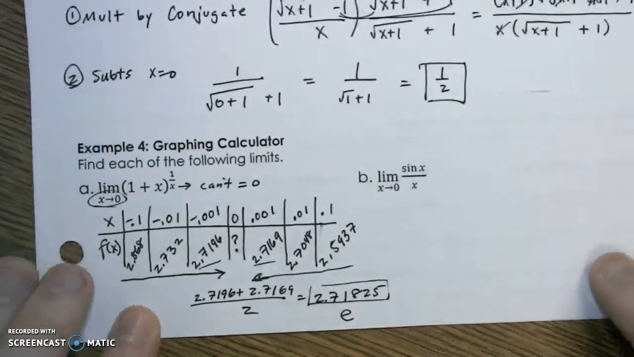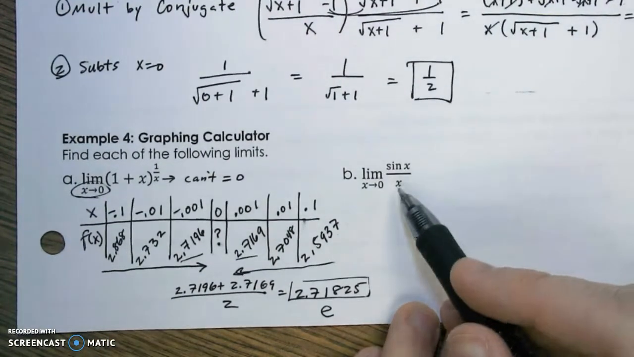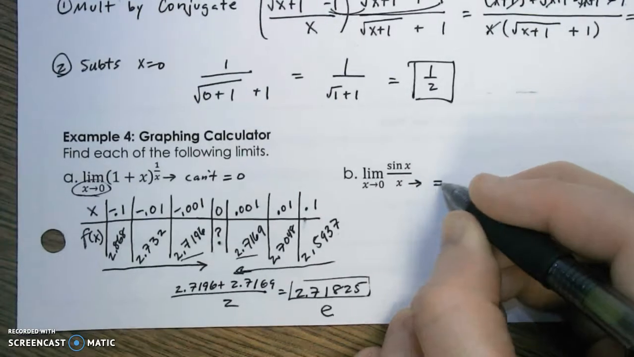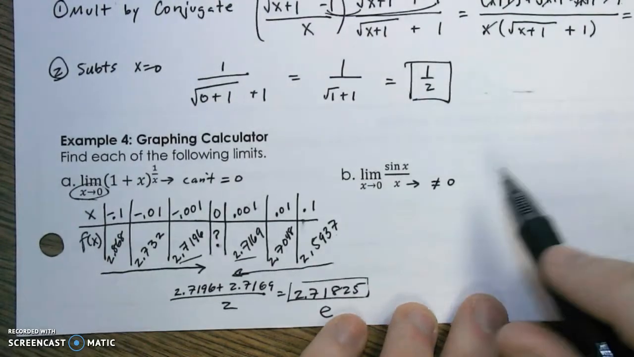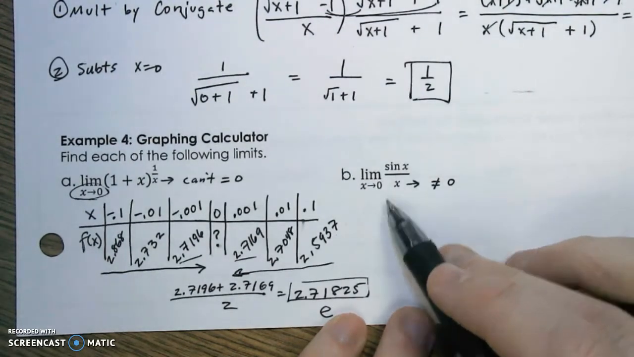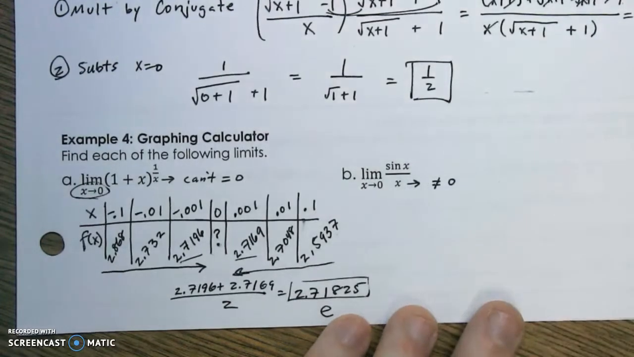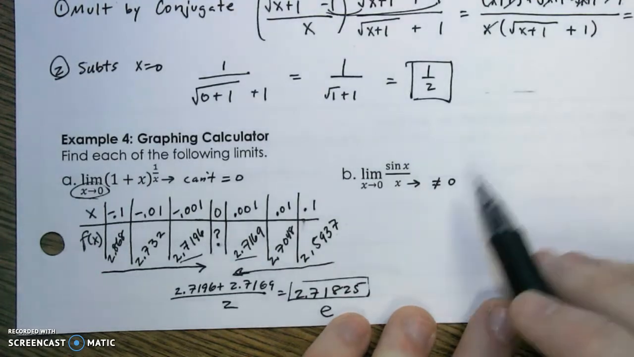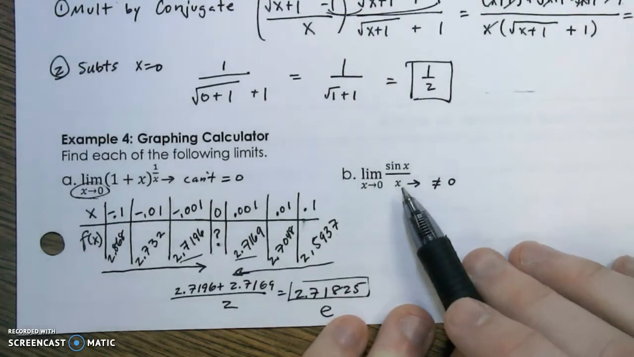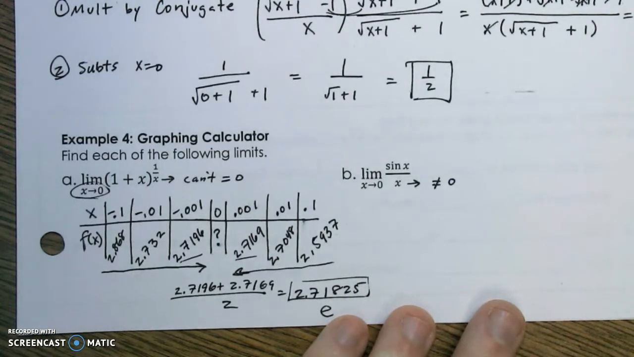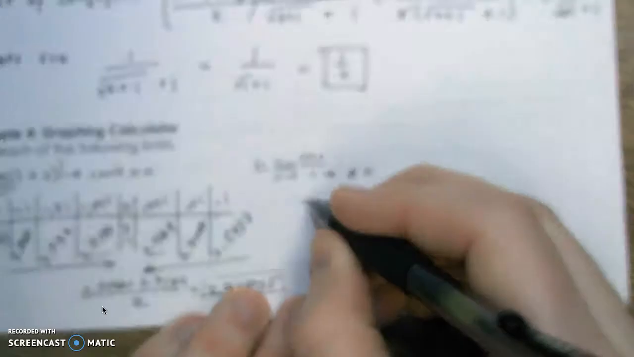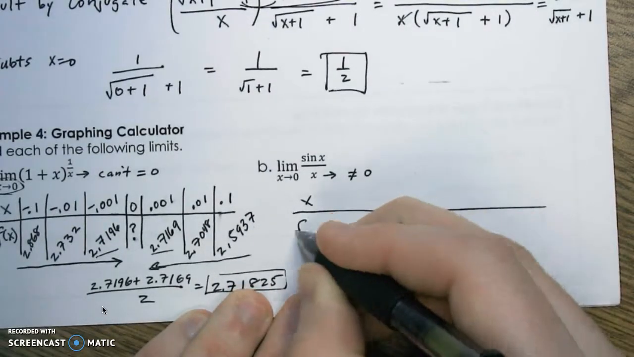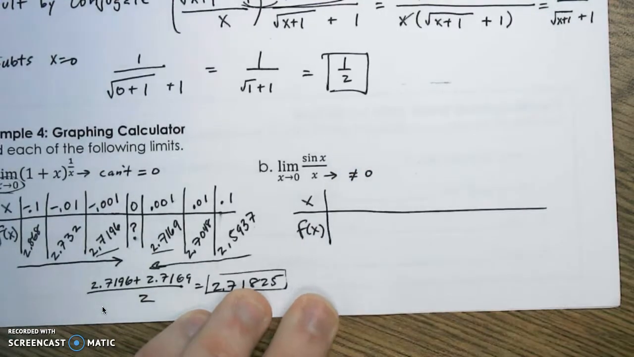On B, same thing. If we plug in 0, we're going to have 0 in the bottom. We can't let it equal 0. So we are going to have to do some sort of technique. It won't factor. There's no conjugate here. So we're just going to have to do a table of values and plug it into a calculator of some kind. So you can either go to Desmos or get a graphing calculator out. So I went ahead and typed that into a calculator. If you need me to show you in class, I can show you how to do this.